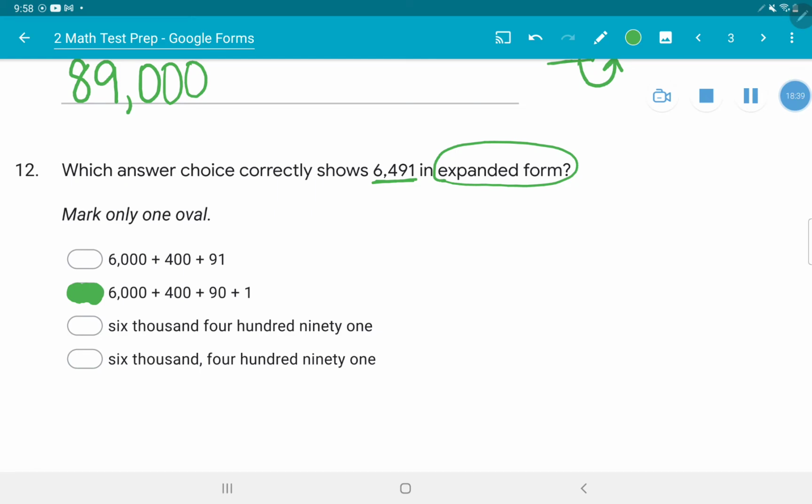What's wrong with the top choice? Why is that one not correct, Ansley? Oh, there's only one Ansley. Why is the first choice incorrect? Because 91 is, you can't write it. Yeah, they're not separated, are they? It's not showing the value of each digit. What's wrong with the two bottom choices? What form are those in, Dylan? Word form. Those are in word form, and it asked us for expanded form.